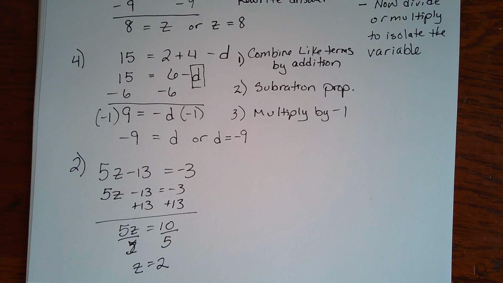We then looked at it and said, oh, 5Z is held by multiplication. So we divided both sides by 5, which then in turn gave me Z equals 2. So if you got that, congratulations, great job. If not, don't give up, we're gonna get there.